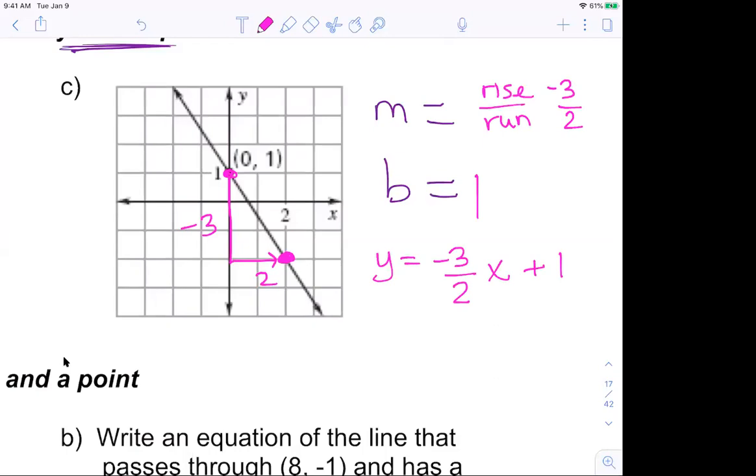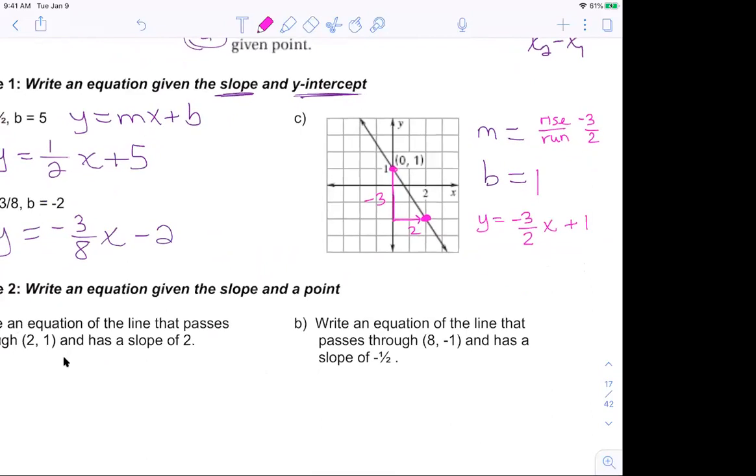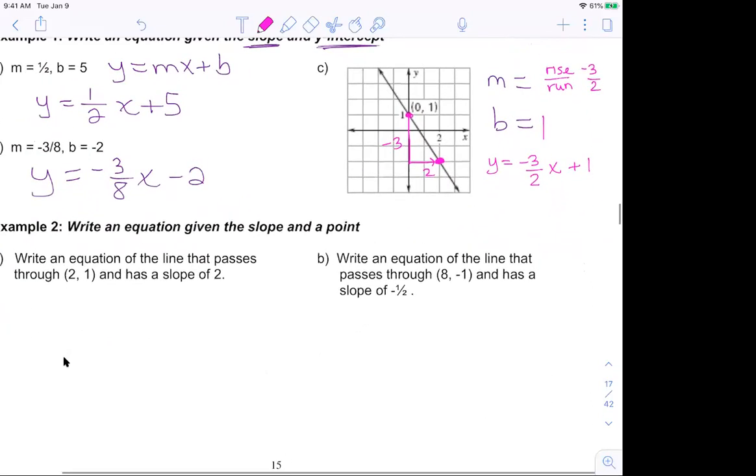Questions? So that's just writing an equation in slope-intercept form because we're given the slope and the y-intercept. Even though we have a graph, we're still really given that information. We don't have to really do a lot of calculating.